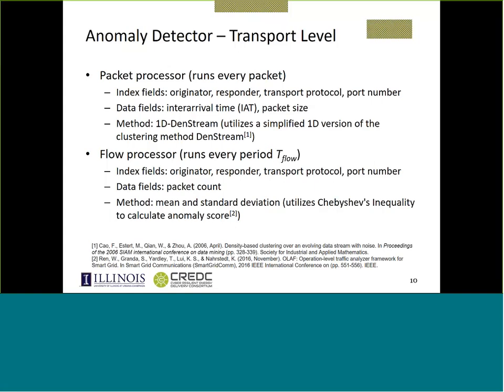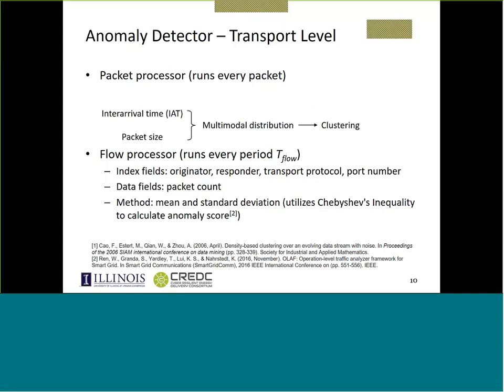The packet processor uses a simplified 1D version of a clustering method called the downstream. This is a clustering method in the existing work. We actually modified it and used a 1D version of it. And the flow processor actually just used mean and standard deviation as statistics to do the anomaly detection. And we utilize the Chebyshev inequality to help us calculate the anomaly score. We use the same method to calculate the anomaly score in one of our previous works.